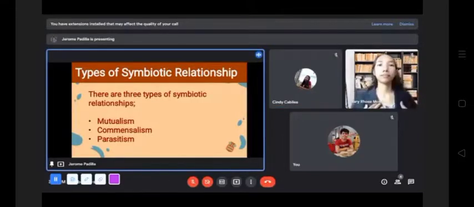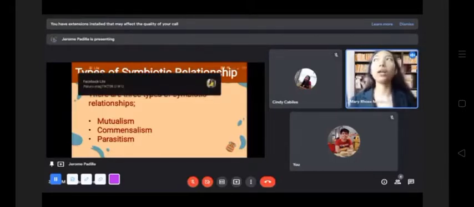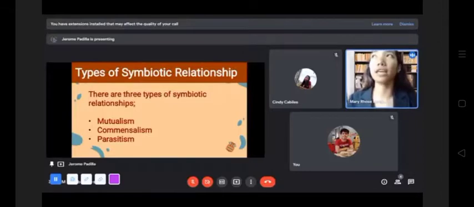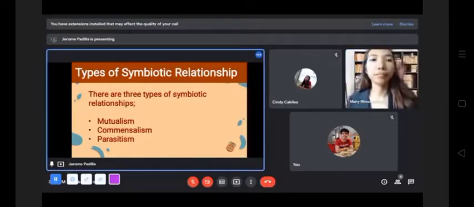How about parasitism? I think parasitism is a relationship wherein one party is a host and one party is the prey or the dependent. One will be dependent and one will be independent, I think. Okay, thank you for that, ma'am. Now let's find out if your answers are correct.